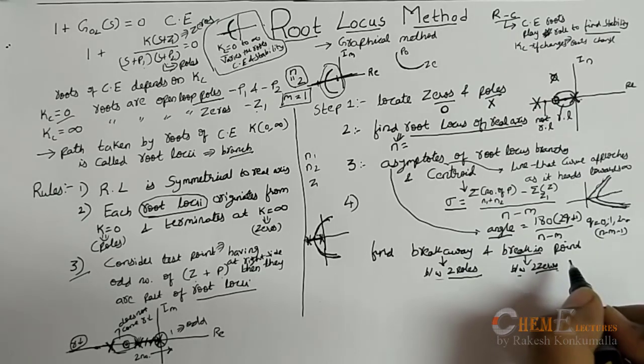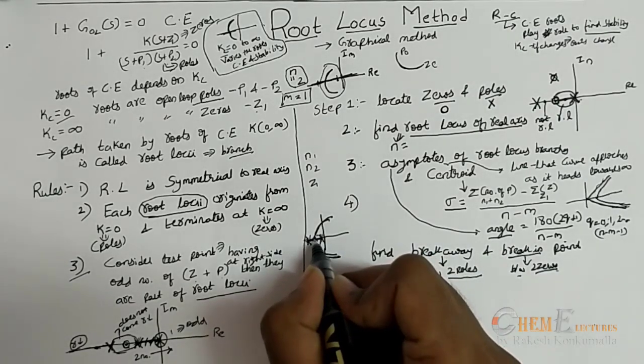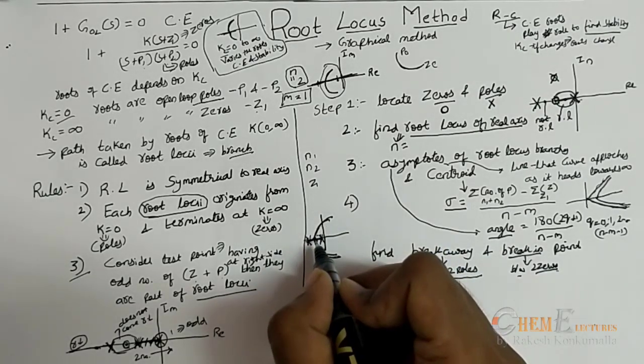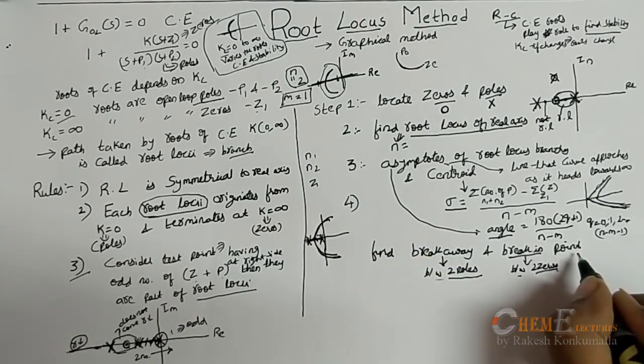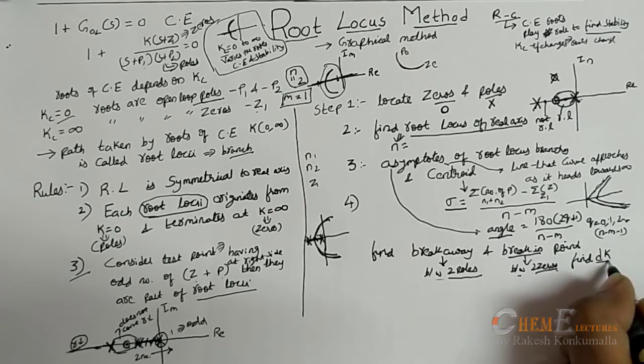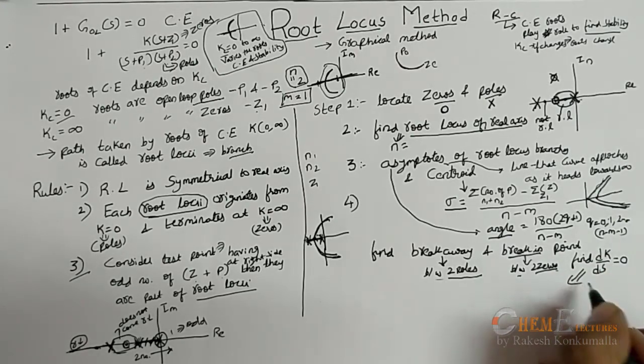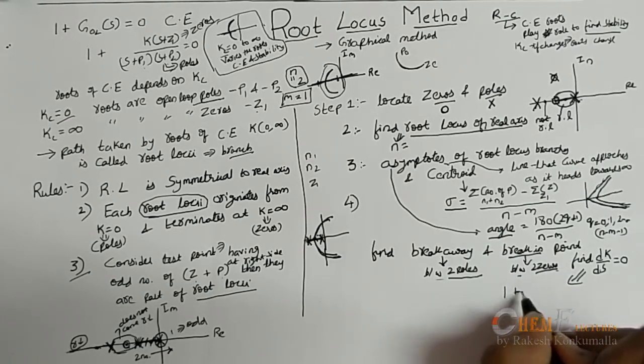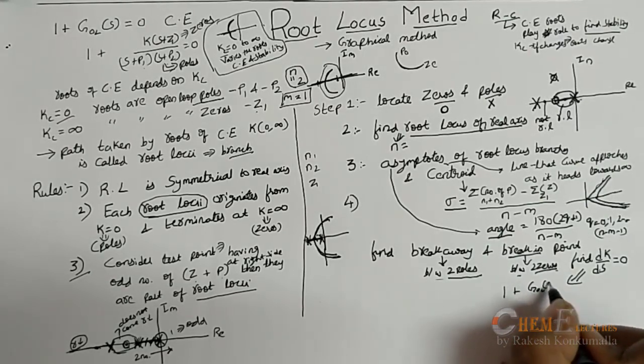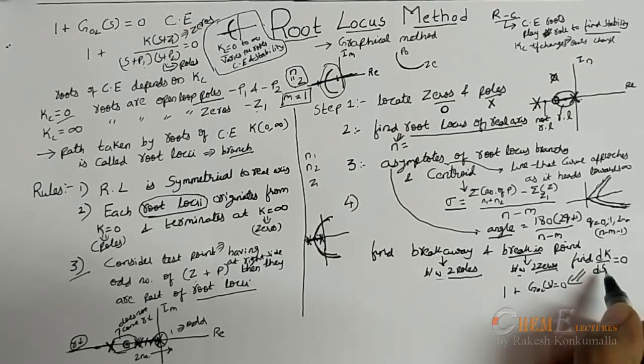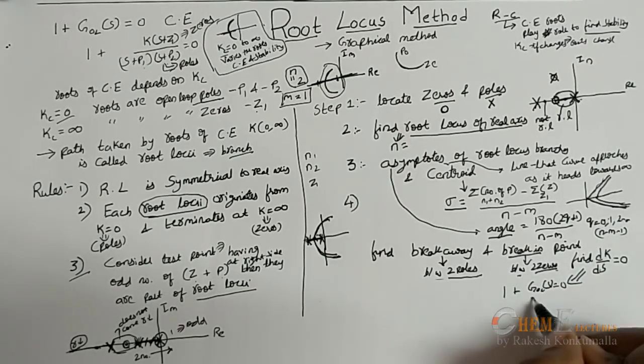To find this point from where there is a breakaway in this root locus, I need to find dk by ds and substitute the value to 0 from the characteristic equation, that is 1 plus G open loop of s is equal to 0. In this I'll just substitute this dk by ds is equal to 0 after differentiating the transfer function.